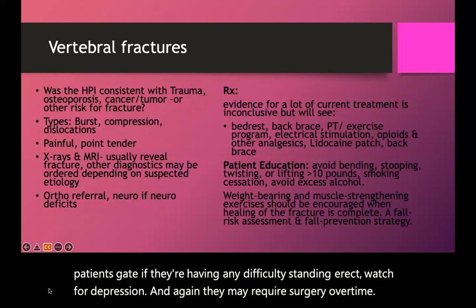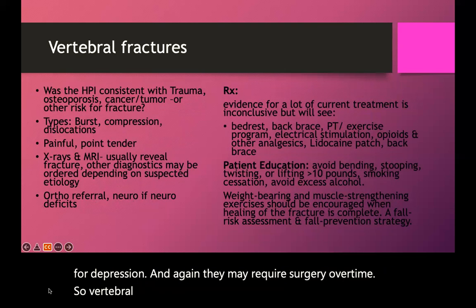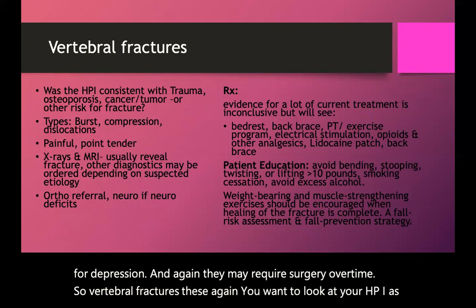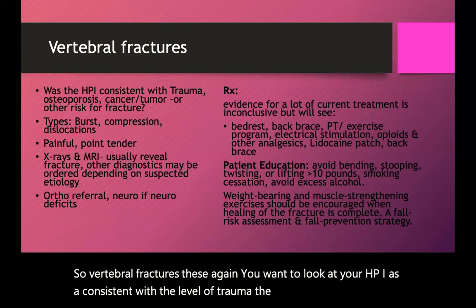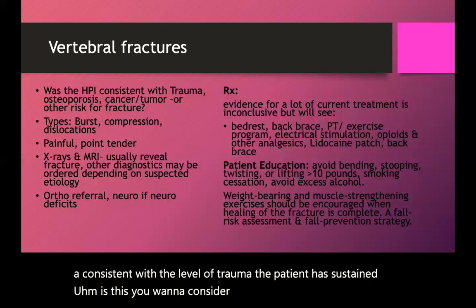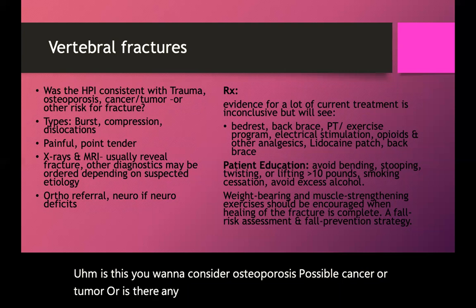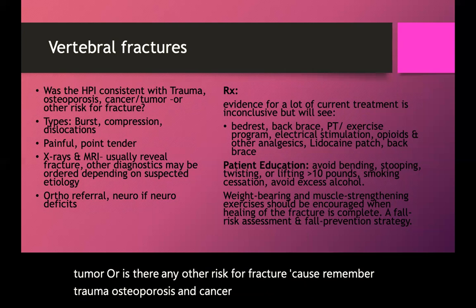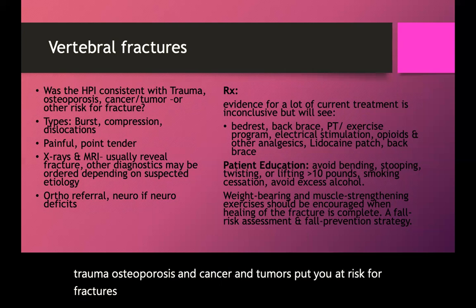So vertebral fractures. These, again, you want to look at your HPI. Is it consistent with the level of trauma the patient has sustained? You want to consider osteoporosis, possible cancer or tumor, or is there any other risk for fracture? Because remember, trauma, osteoporosis, and cancer and tumors put you at risk for fracture. So you want to consider all of these when you're looking at your differentials and diagnostics.